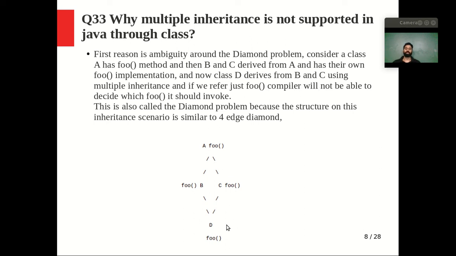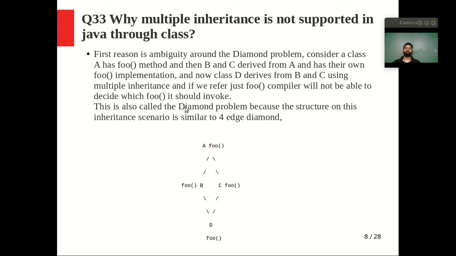So when we are creating the object of class D and trying to invoke the foo method, the compiler will not be sure which class's foo method it has to call or invoke, because B and C have the same method, right? So the compiler will get confused. So this is all about ambiguity.